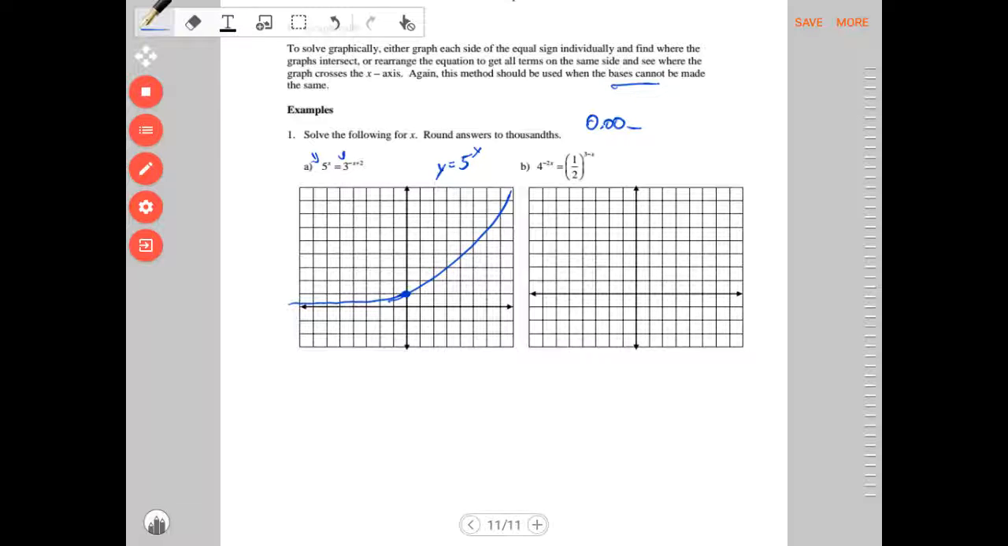The other graph, 3 to the negative x plus 2, kind of looks like this somewhere. Now look, I have drawn a very inaccurate graph. This is what your calculator is for, but this is the idea. It kind of looks like that, and you find that intersection point. And remember, you only want the x coordinate of that. You only want the x value. The y value doesn't matter.